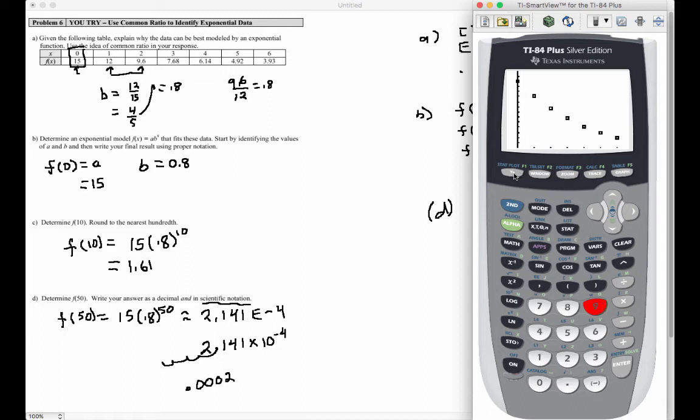Okay, so let's go back into the y equals menu and let's put our model in here just to show that indeed it does graph right over the top of it. So our model is what? It's 15 times 0.8 raised to the x. Okay, let's push graph. Yeah, looky, looky, it graphs right over the top of our data. Isn't that nice? Okay, so please take the time to make sure all this makes sense, and if you need any extra help, please do not be shy about asking for it.